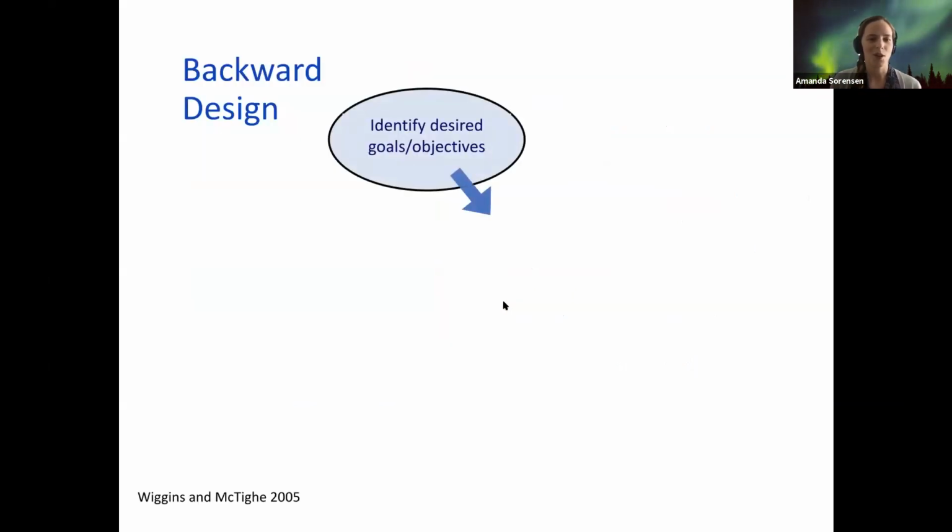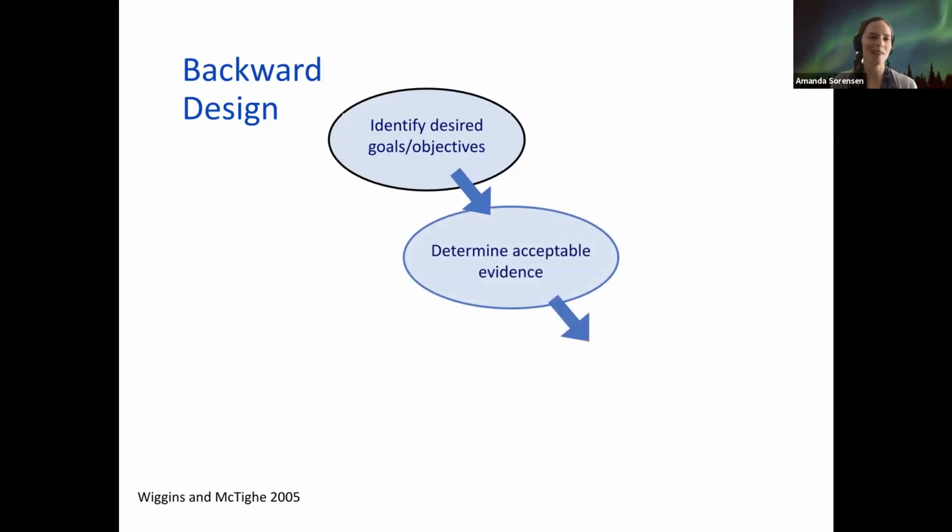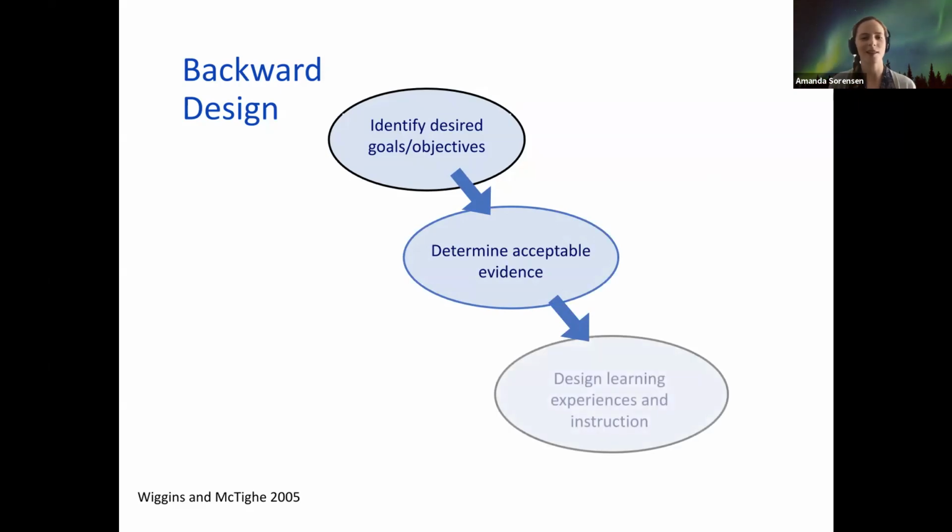Many of you are probably very familiar with the idea from Wiggins and colleagues, this backward design idea, where instead of thinking about the activities and moving towards assessment, we're really thinking about our goals and objectives for students and the outcomes that we want them to have, and then moving towards determining the acceptable evidence. So what is evidence of the students being successful in these goals or objectives that we've set out for them? And then fundamentally from there, designing a learning or instructional experience that gives students the opportunity to get to those goals or objectives.